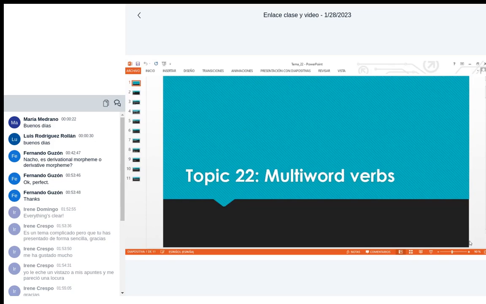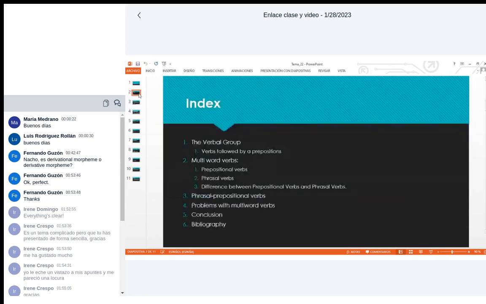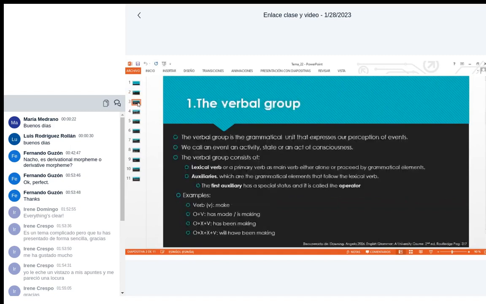Right, so according to this theme, what we're going to be looking at is divided into 6 different aspects. The first one we will be dealing with is the verbal group, then the multi-word verbs, then the phrasal prepositional verbs, which is a combination of the previous ones, the problems with multi-word verbs, and finally the conclusion. So first of all, let's have a look at the verbal group.